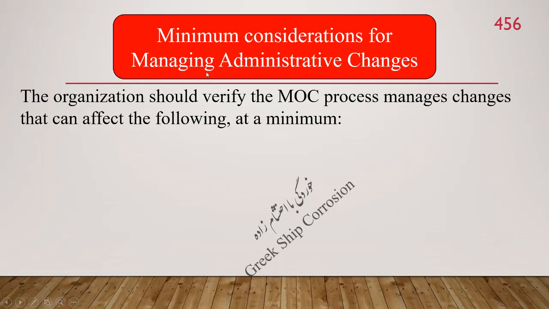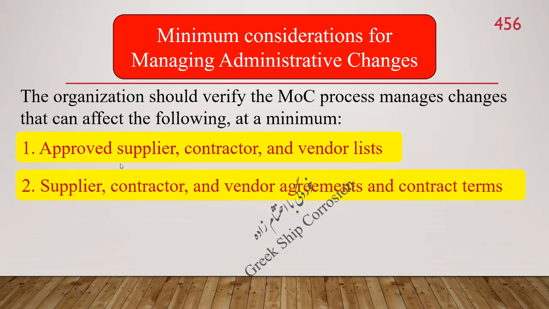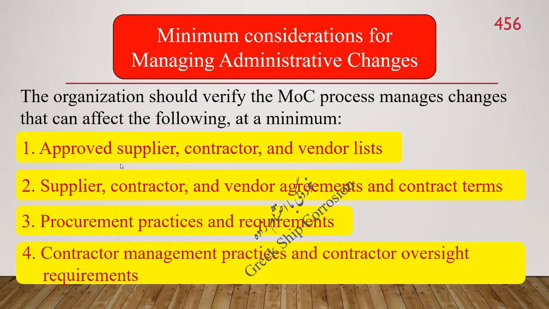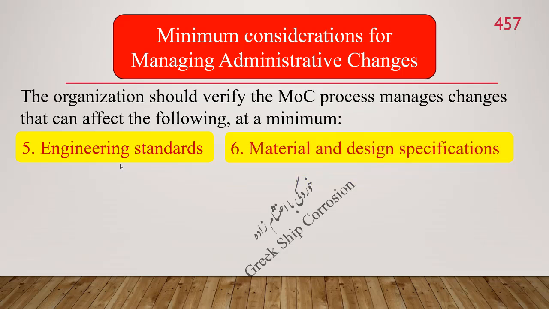Minimum considerations for managing administrative changes. The organization should verify the MOC process manages changes that can affect the following at a minimum. 1. Approved supplier, contractor, and vendor lists. 2. Supplier, contractor, and vendor agreements and contract terms. 3. Procurement practices and requirements. 4. Contractor management practices and contractor oversight requirements. 5. Engineering standards. 6. Material and design specifications.